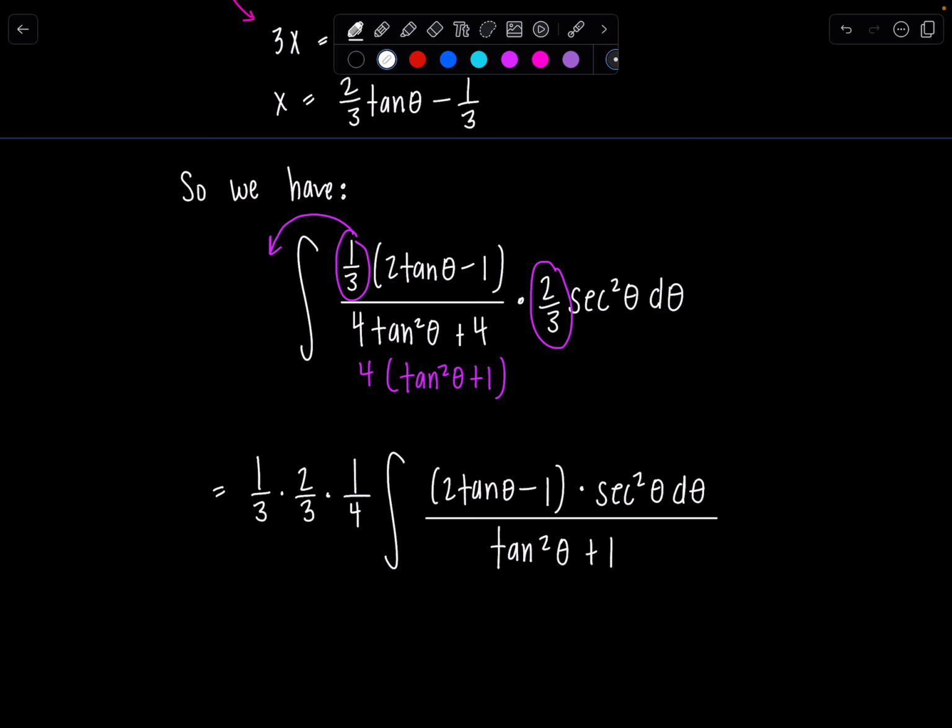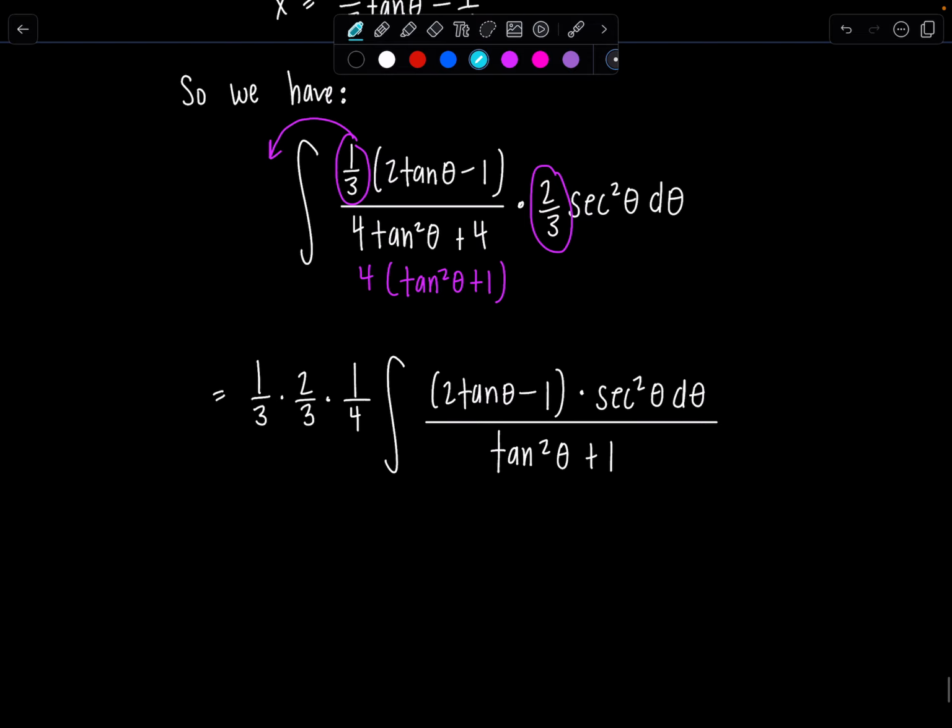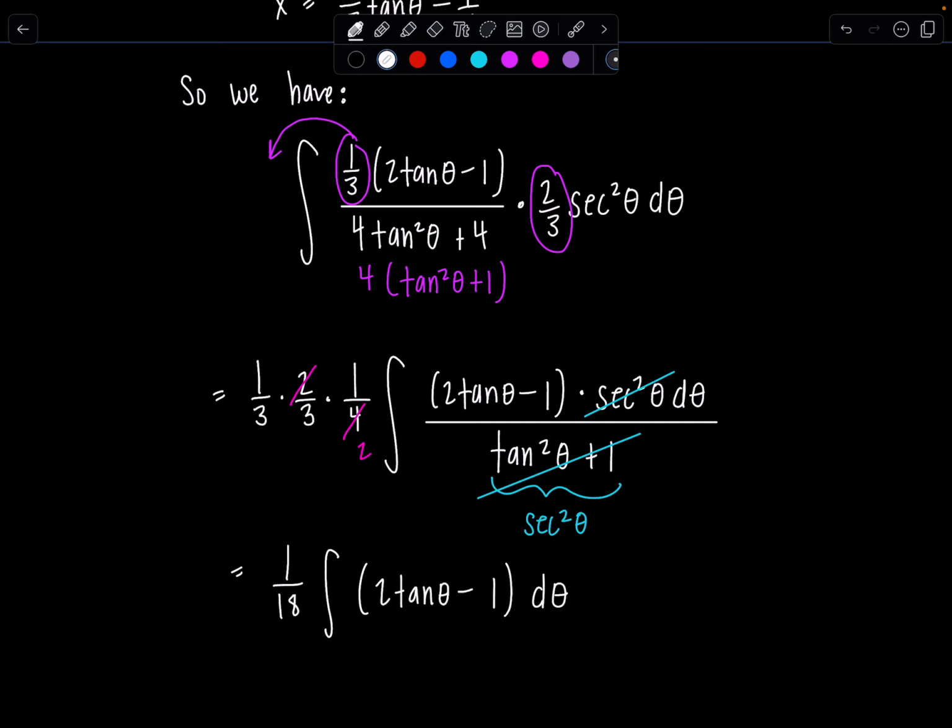Here's the beauty of trig sub. What does tan squared theta plus 1 equal? That's secant squared theta. Fabulous. So this will cancel. This is gone. And then can we clean up more in the front? Yes, this 2 can cancel with the 4. Now this is a 2. So I have sitting outside 1/18 integral 2 tan theta minus 1 d theta. How was that? Nice?